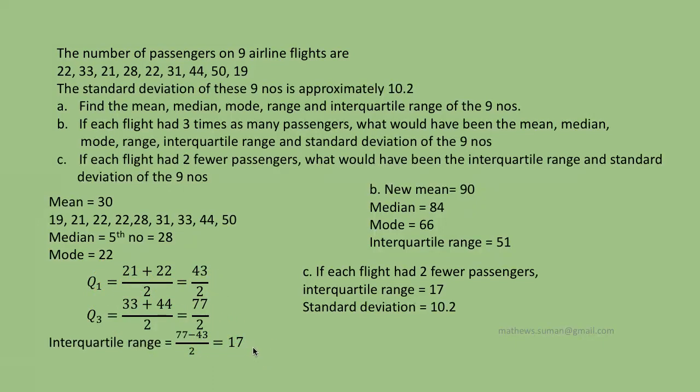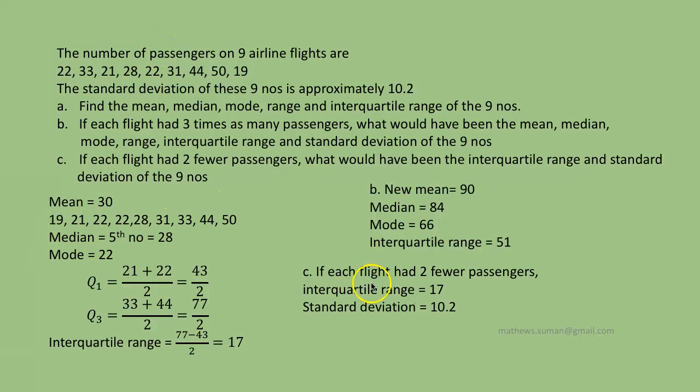And the interquartile range will be Q3 minus Q1, which is 77 minus 43 by 2, that is 17. If each flight had 3 times as many passengers, what would have been the mean, median, mode, range, interquartile range and standard deviation of the 9 numbers? If each flight had 3 times as many passengers, the new mean would be 30 into 3. Median also would be 28 into 3, which is 84. The mode would be 22 into 3, which is 66. And the interquartile range would be 17 into 3, which is 51, since each value is tripled.